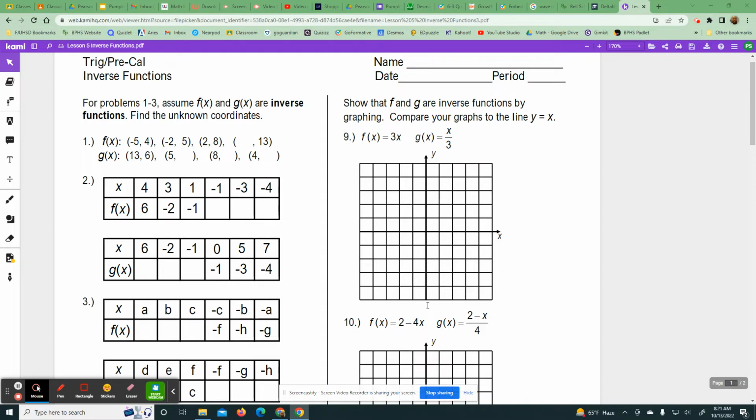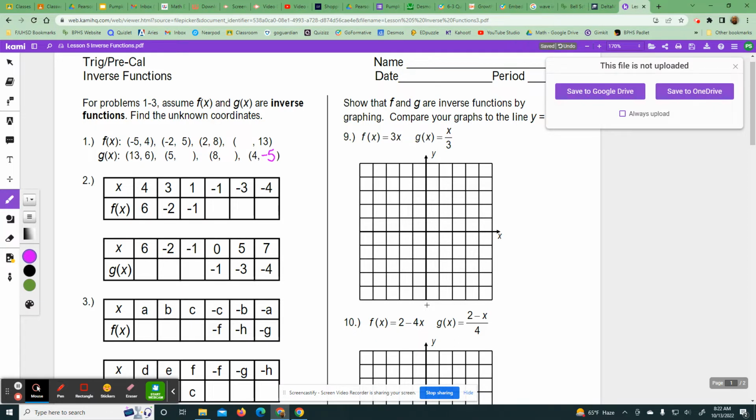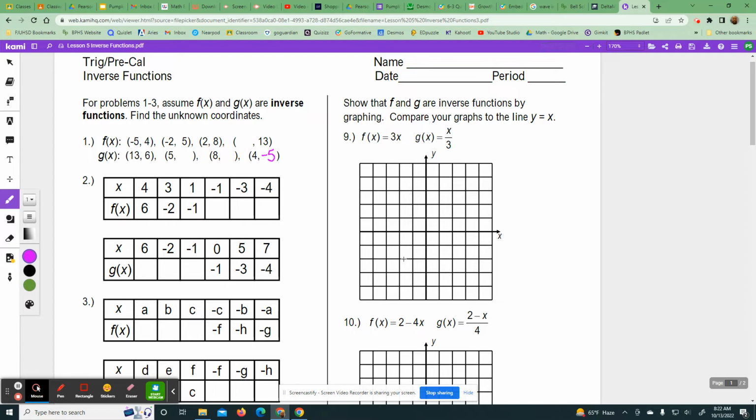Okay, so the coordinate -5, 4 on f is going to give me a function reversed, because it's the inverse. On g, it would be 4 comma -5. So that right there, let me get my color here, would be 4 comma -5. Okay, and then the coordinate -2, 5 on g, the inverse function, would give me 5 comma -2.